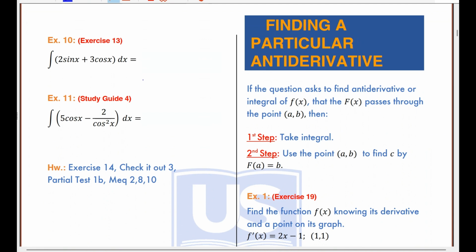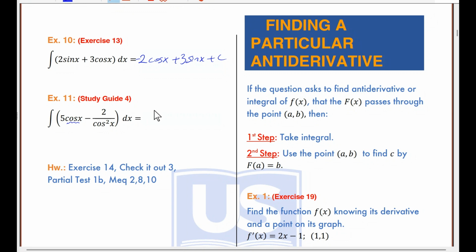Okay, let's finish this lesson with these two questions. 2 sine x, its integral is 2 stays. The integral of sine is negative cosine. Put negative in front. Since the angle is just x, we don't divide it by 1. We just leave it. Plus 3 is the coefficient, it stays. The integral of cosine is sine. Sine x plus c. Lastly, study guide 4.